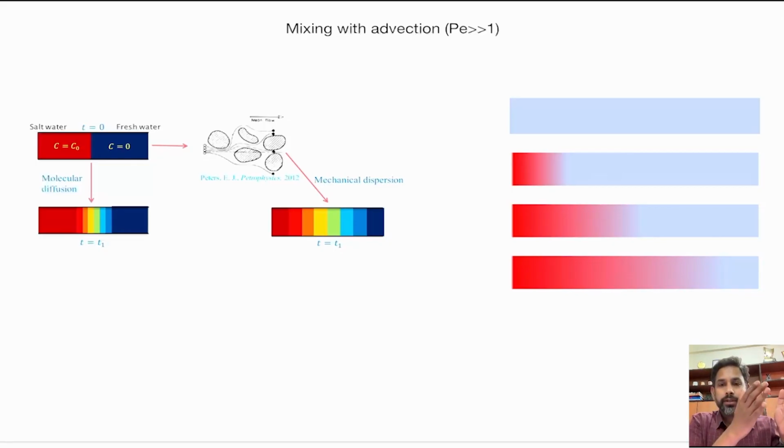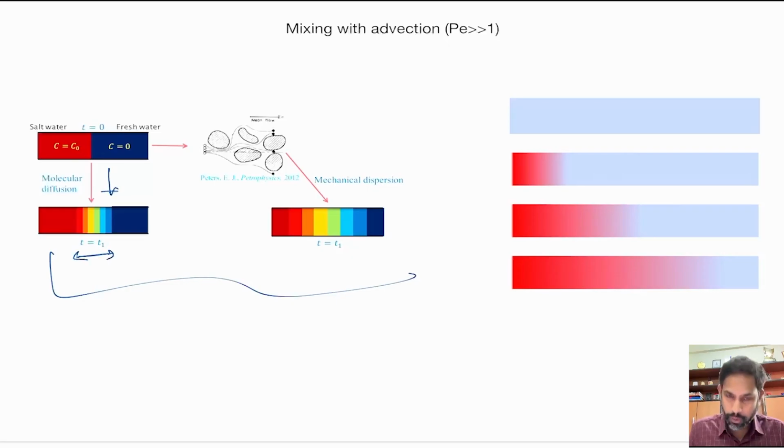Advection is something where you're transporting fluid from one point to another, but within that process the rate of mixing between the solute and fluid gets enhanced, right? And it is much faster than what happens with molecular diffusion. And we discussed that already here in this example, right? In this one, this is with molecular diffusion.